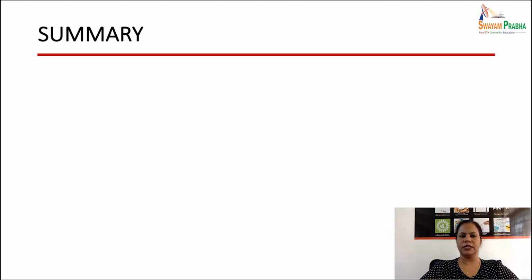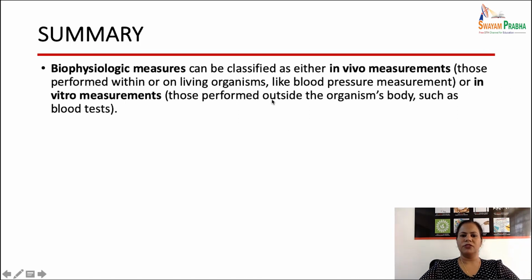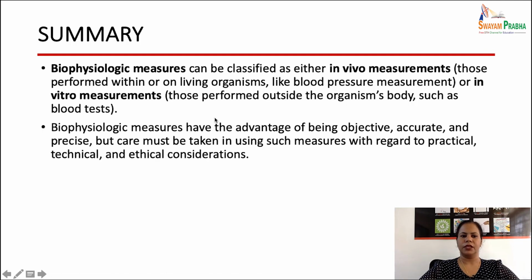Let us summarize today's lecture. Biophysiological measurements can be classified as either in vivo, those performed within a living organism like blood pressure measurements, or in vitro measurements, those performed outside the organism's body. For example, we conduct a number of blood tests in the laboratory. Biophysiological measurements have the advantage of being objective, accurate and precise, because they provide really specific information, but care must be taken in using such measures with regard to practical, technical and ethical considerations. So that has to be taken care of.